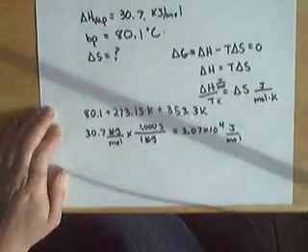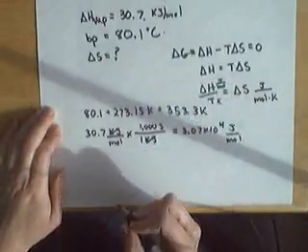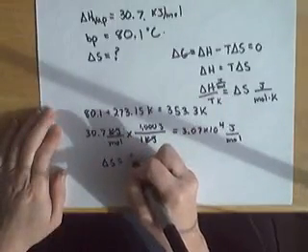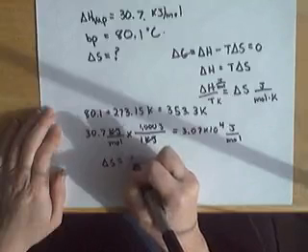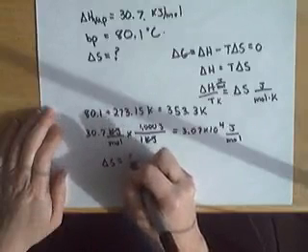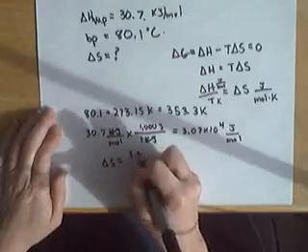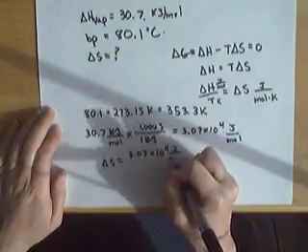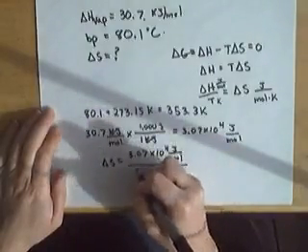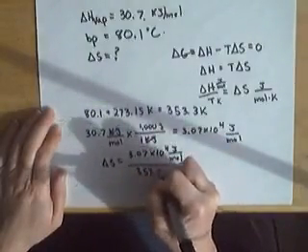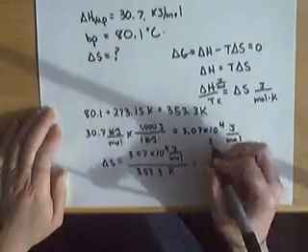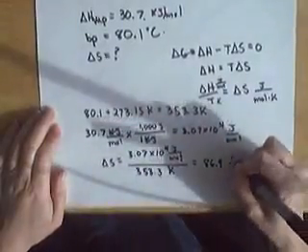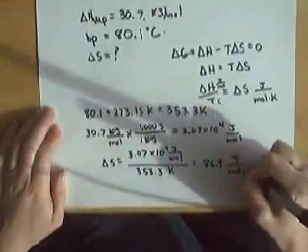So now that we've got our units straight, we can go ahead and plug into our equation. ΔS equals ΔH, which is 3.07 times 10 to the 4th joules per mole, divided by our temperature, 353.3 Kelvin. And this should give you an answer of 86.9 joules per mole times Kelvin.